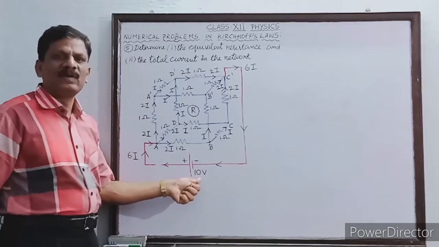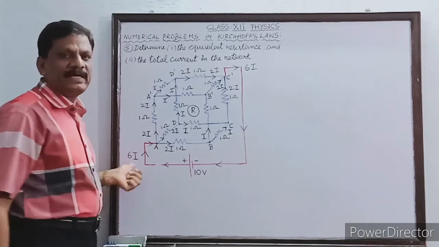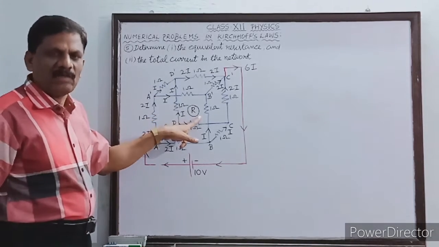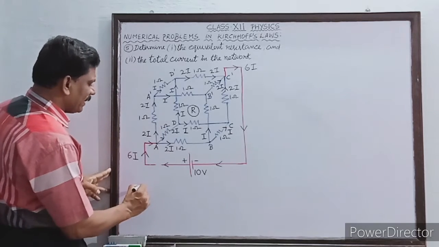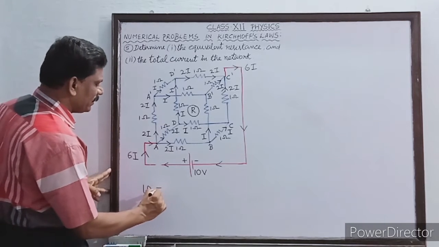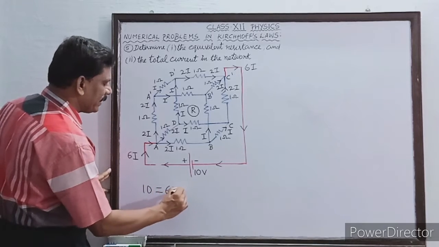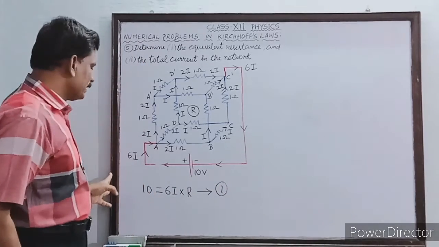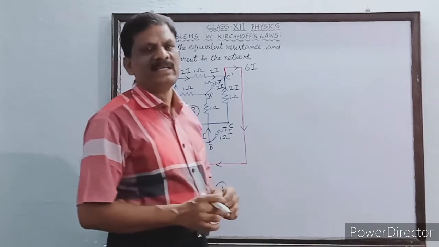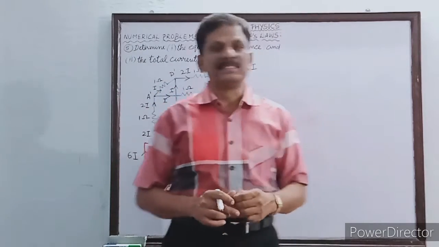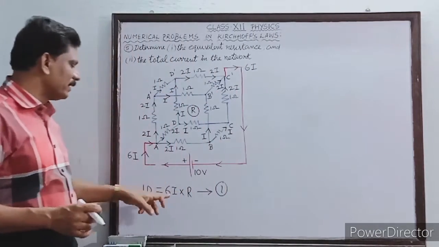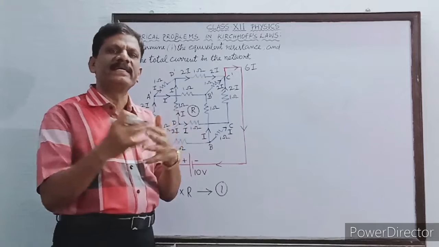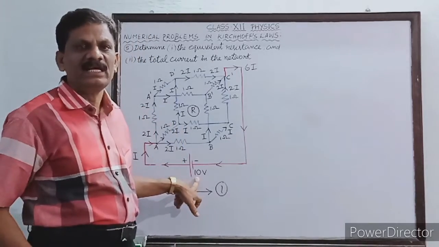Then the EMF is 10 volt, the current sent by the cell is 6I ampere, and the effective resistance is R ohm. From Ohm's law, I can write 10 is equal to 6I into resistance R. This is equation 1, because voltage or potential difference or EMF is equal to current into resistance. The current sent by the battery is 6I ampere, the effective resistance of this network is R ohm, so the product 6I into R must equal the EMF of the cell, 10 volt.